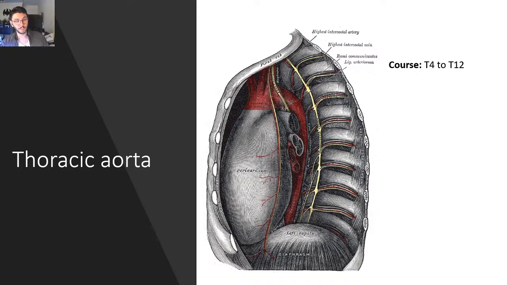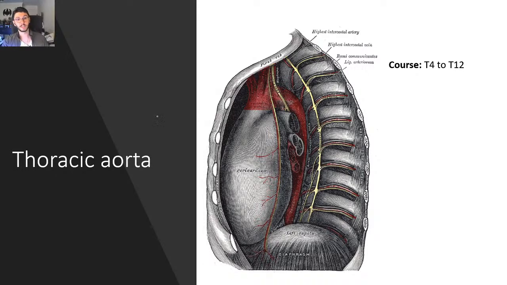A good way to remember that is that aortic hiatus has 12 letters, aortic is 6, hiatus is 6, and therefore that's T12. The esophagus has 10 letters if you spell it with an O, and that pierces the diaphragm at T10. So that's a clever little mnemonic to help you remember these arbitrary things.